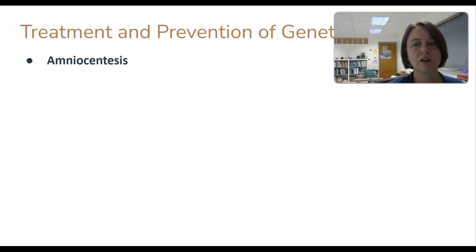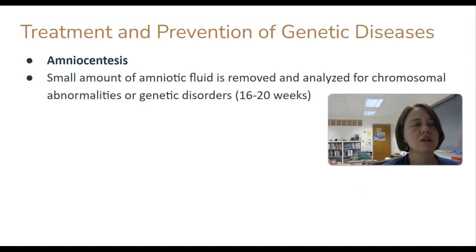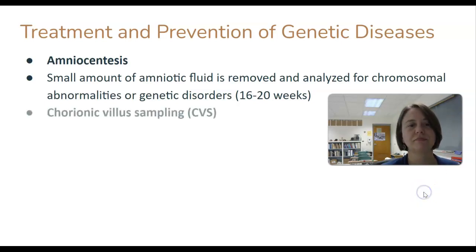Another test you could do is amniocentesis. With this, a small amount of amniotic fluid is removed and then analyzed for chromosomal abnormalities or genetic disorders. This happens later on, about 16 to 20 weeks. You actually remove some of the amniotic fluid, and some of the baby's DNA would be in there. Then you could look at the chromosomes and see if there are any chromosomal abnormalities.